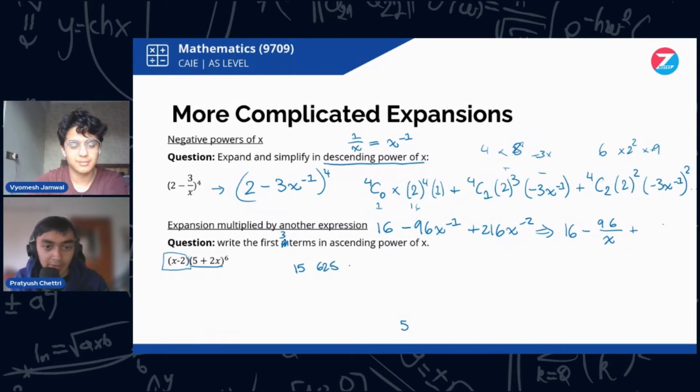You can practice this on your own if you wish, but the expansion is 15,625 plus 37,500 x plus 37,500 x squared. And you could go on, but you don't have to in this case because you're only interested in the first 3 terms in ascending power of x. So that means constant term, x power 1, and x power 2. X power 3 is not a term that we want here.